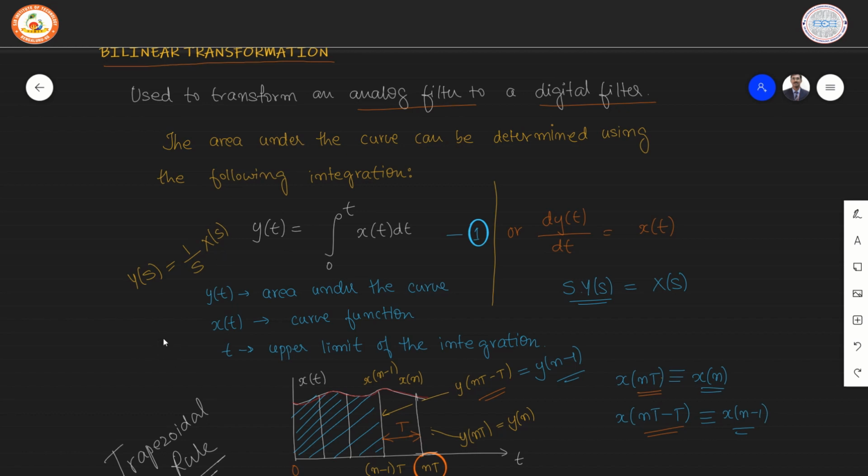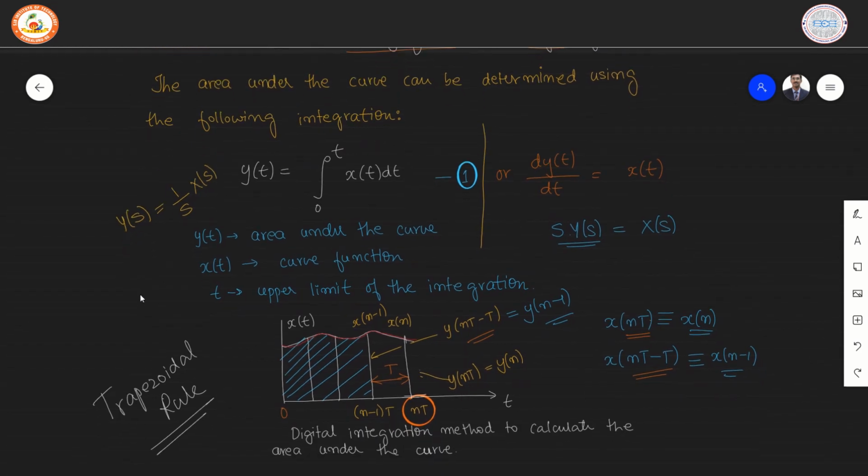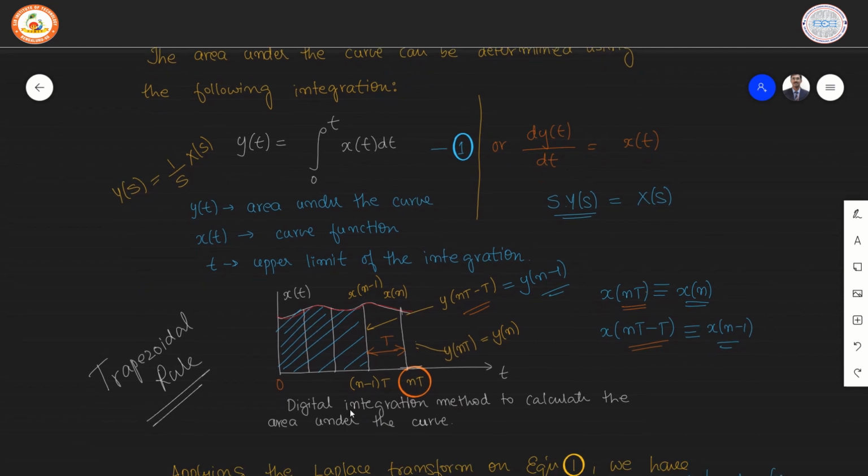Now, the area can also be determined using a different method. The method that we use now is called the digital integration method to compute the area under the curve. In this method, we can observe that the curve here is x(t), a function of time. We can find the amplitudes at different instants of time. For example, let us consider the instant which is n times capital T.